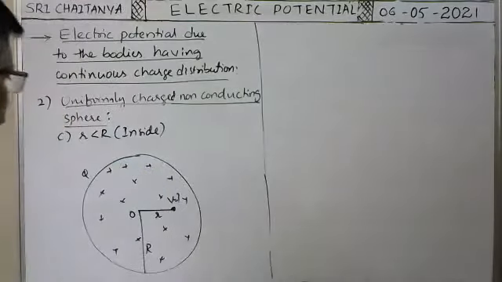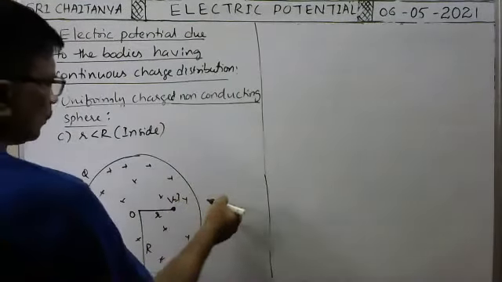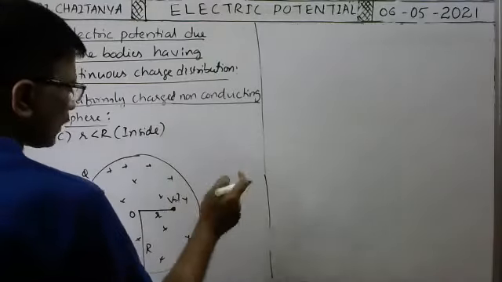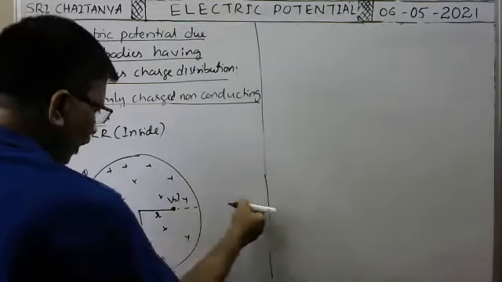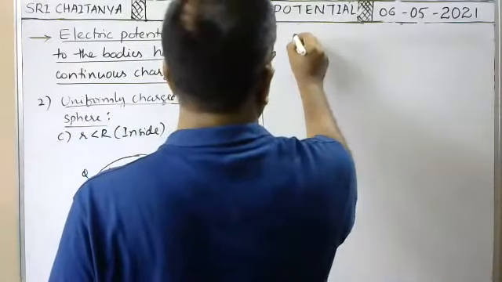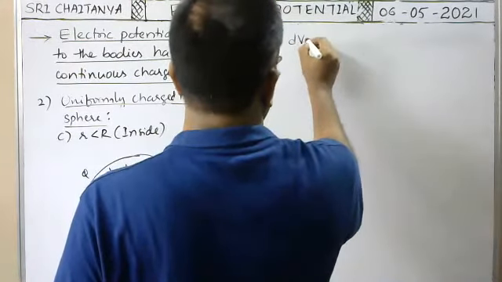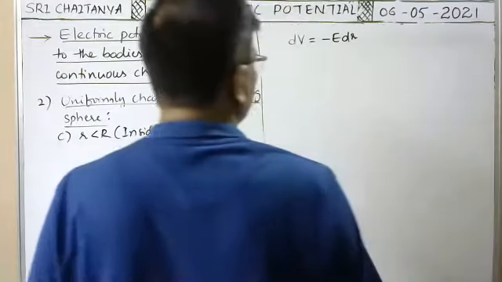Right. You see, first, generally, to move a unit positive charge a small distance like this, the work done is numerically equal to the potential difference between those two nearby points, which is equal to minus E dr in general.